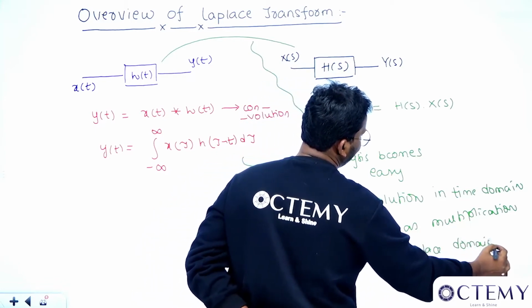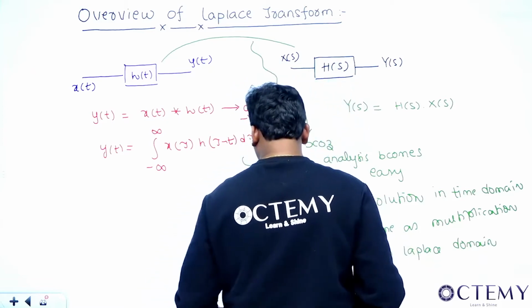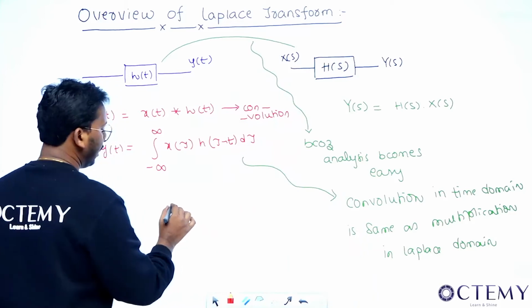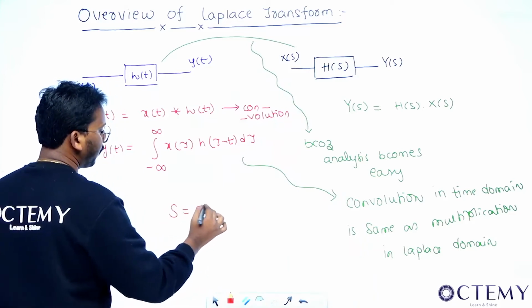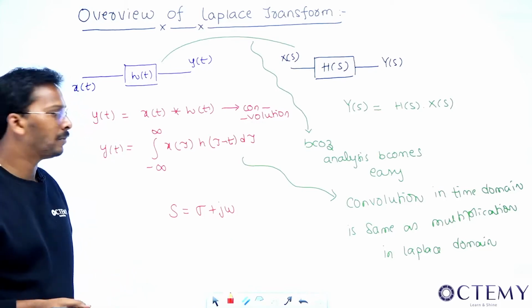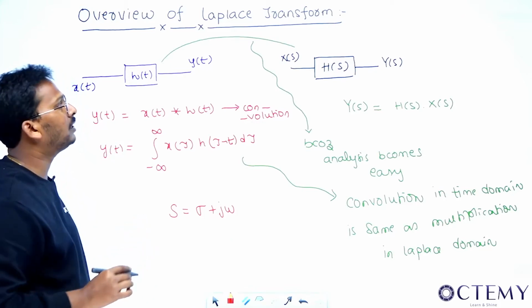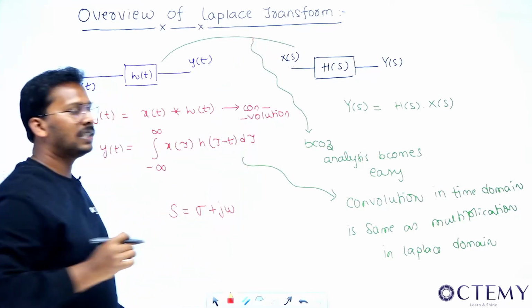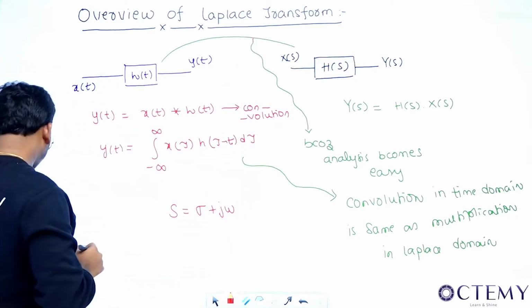So what is basically the Laplace domain? We replace with s. So what is s? s is basically sigma plus j omega. If sigma is 0, then it will become the Fourier transform. Now I will not go into detail about this because you will rigorously study it in your signals and systems course. I will just tell you the basic things which you should know.